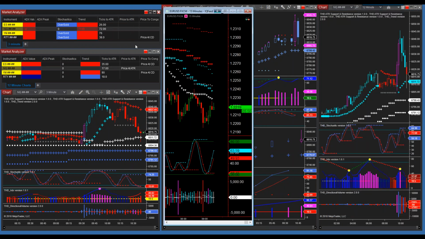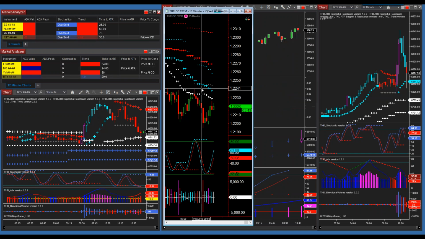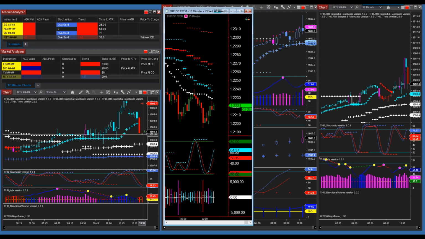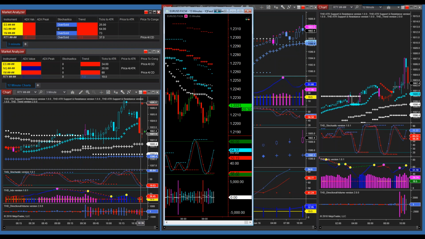You also see that we have a couple that say price at the CD, which is the congestion dot. And that just tells me that this is right at the congestion dot. It should actually go back and test this red ATR. Still don't have a trade setup though. You have the same thing on the ES and the Dow 12-minute chart.